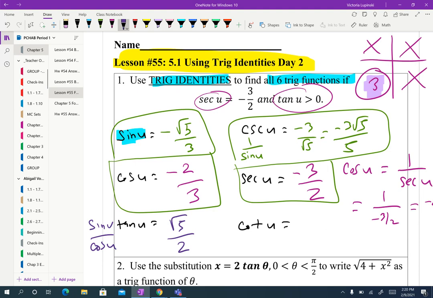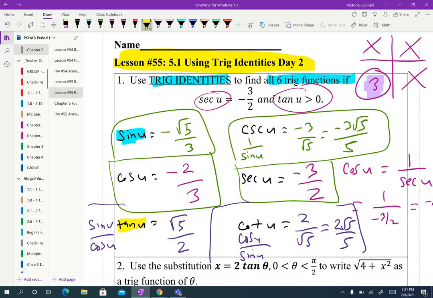Then the cotangent is equal to the cosine of u over the sine of u. And again, you could get that from your formula sheet if you need to. So again, the 3's would cancel, the negatives would cancel. That would give you 2 over radical 5, which would, of course, be 2 radical 5 over 5. So your mission was to find all 6 trig functions, which you've done here. And because you're in quadrant 3, remember that the only things that should be positive are the tangent and the cotangent. So it looks like that tracks.